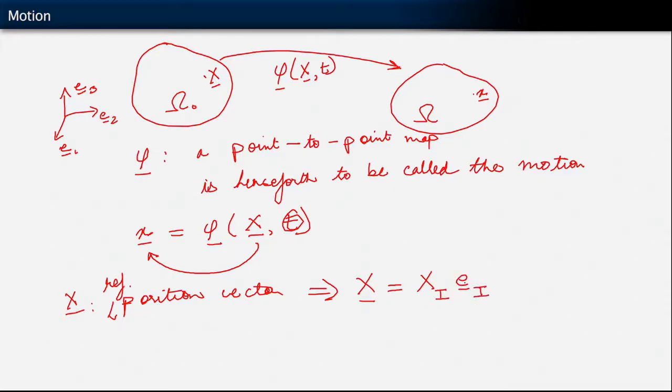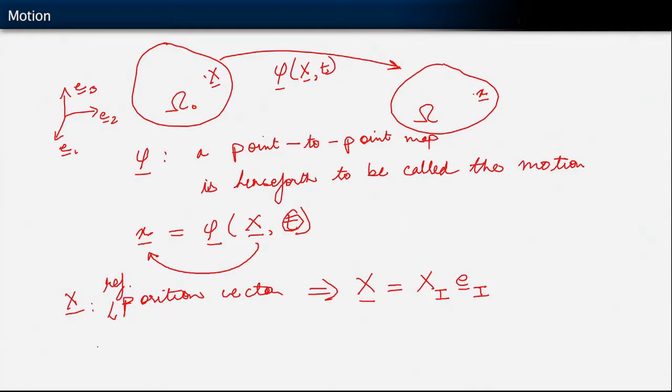Sum implied over capital I. X sub capital I represent the components of our reference position relative to our basis. It is going to be notation that we will follow that capital X will have uppercase indices for its components. And this simply is going to be a way in which we are going to remind ourselves that capital X sort of lives in the reference configuration of the body.